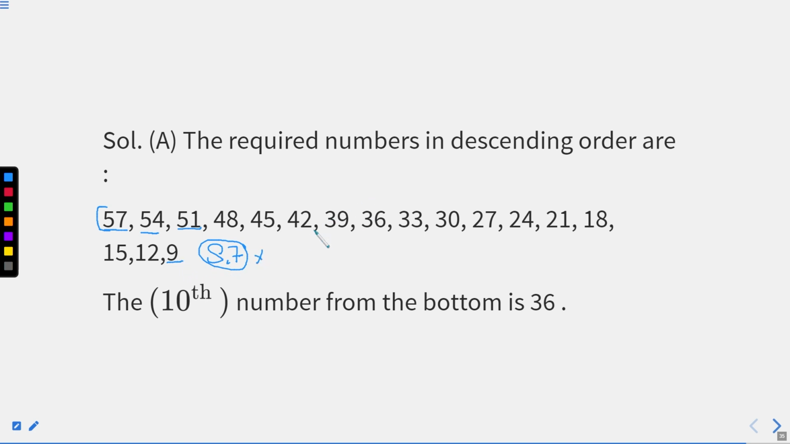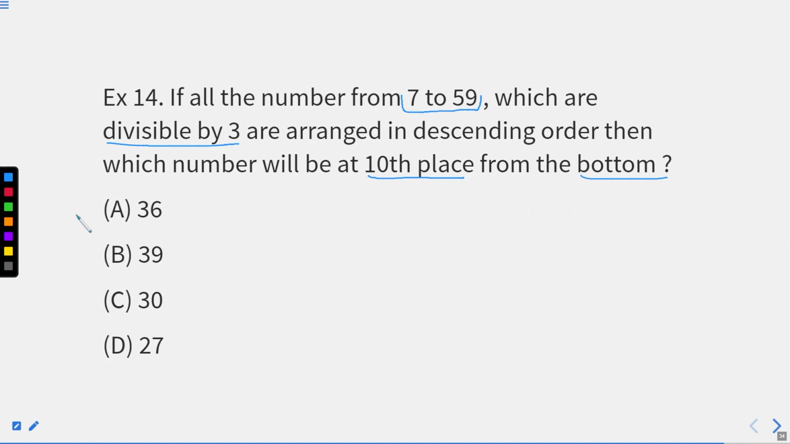Now they are asking the 10th number from the bottom. So 9 will be the first, then second, third, fourth, fifth, sixth, seventh, 8th, 9th, and the 10th one is 36. Here the 10th number from the bottom is 36. Check in the options. 36 is option number A.